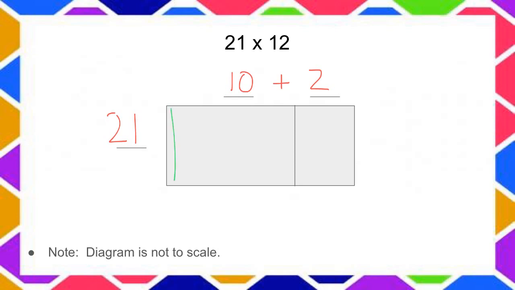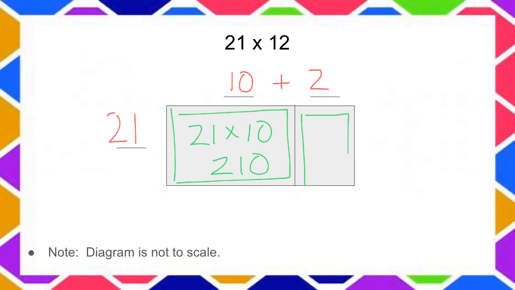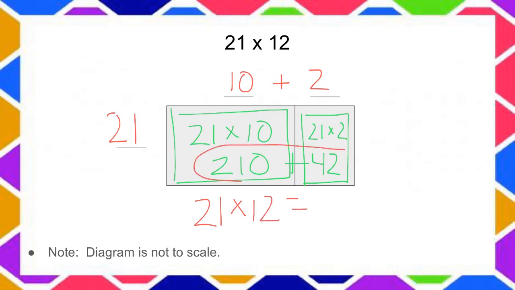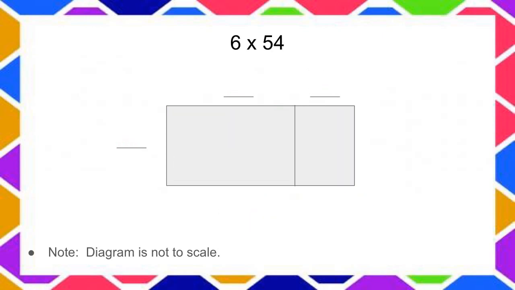So in this box, 21 times 10, that's 210. In this box, 21 times 2 is 42. Together, I will get my answer. So I believe 21 times 12 is this, together, 252. Okay, this is the last one we're going to do together.